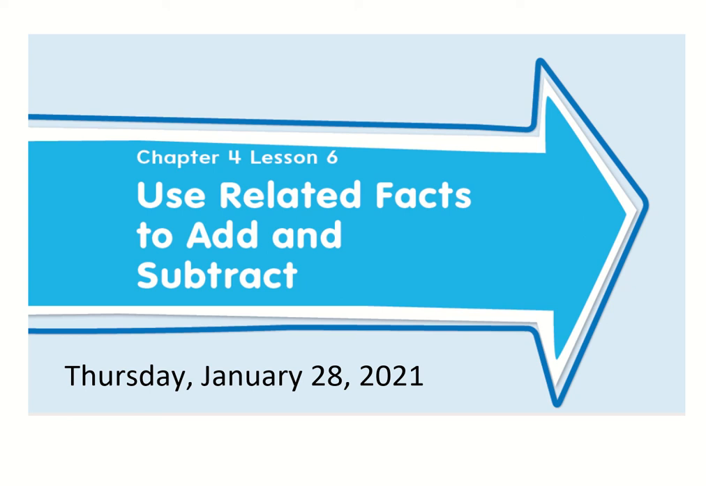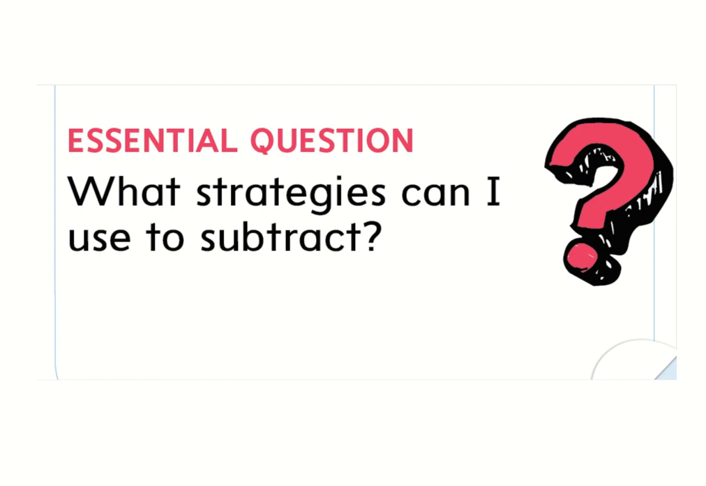Today we are using related facts to add and subtract. So we're going to continue what we've been doing this past couple days. What strategies can you use to subtract? We've already had a couple so far. The first one we did was counting backwards 1, 2, and 3. The other one that we worked on is using a number line to subtract. And now we have to think both addition and subtraction to actually do both, which is pretty cool.